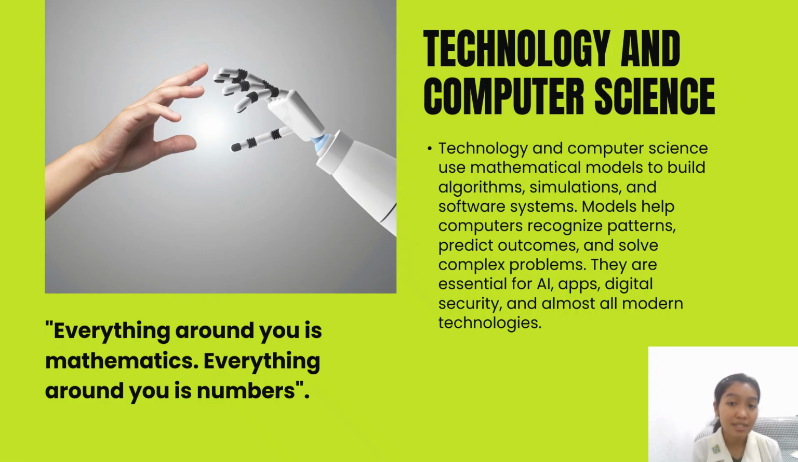And next is technology and computer science. Technology and computer science use mathematical models to build algorithms, simulations, and software systems. In technology and computer science, mathematics has a huge part in creating systems to analyze patterns and to create web applications for computer science students.